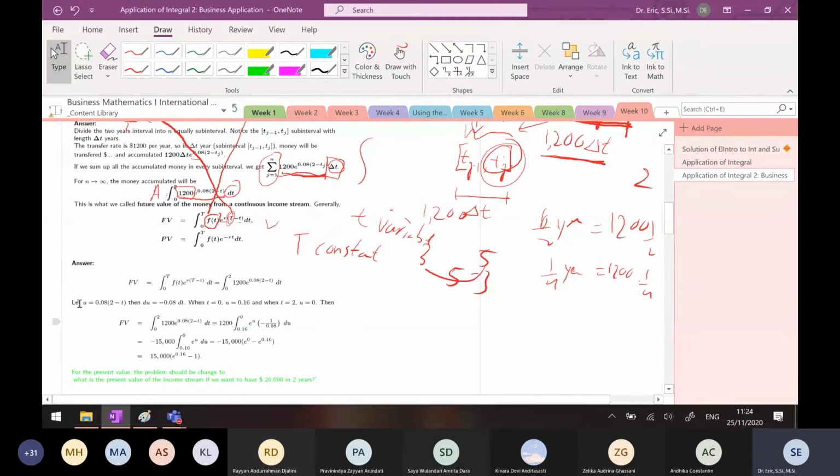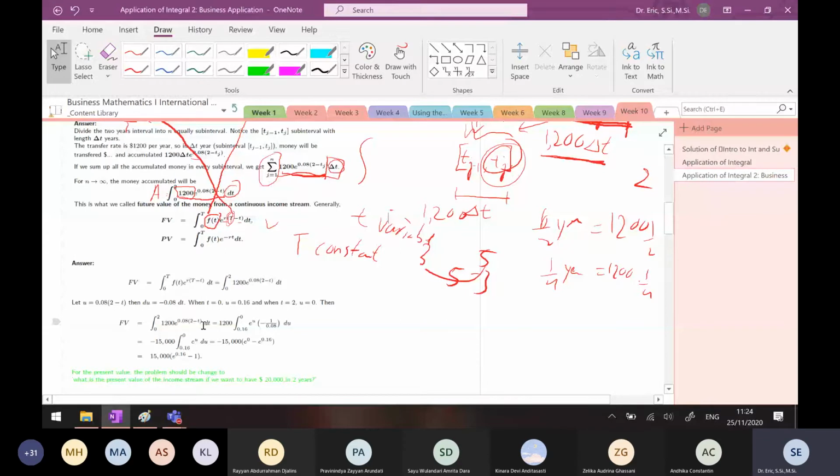What is du/dt? What is the derivative of this? This is just a constant minus 0.08t, so the derivative is minus 0.08. So du equals minus 0.08 dt. So what is dt? dt is minus 1 divided by 0.08 du. This one: minus 1 divided by 0.08 du.